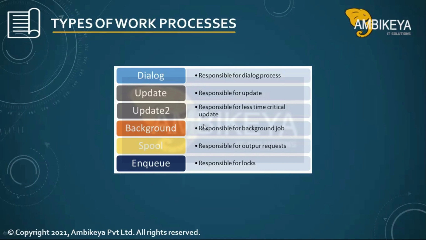Here we have two update processes. One is normal, and the second, update two, is for less time-critical updates, because if you have only one update work process, it will get overcrowded. So we keep two. Another is background processing. If you need thousands of records and you run them in a dialogue process, obviously the system will crash, because it needs so much more than the system can handle in one go.